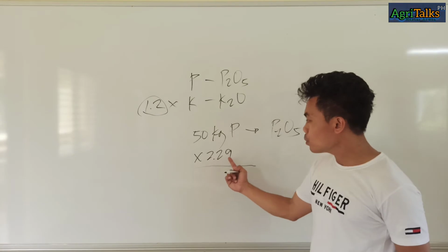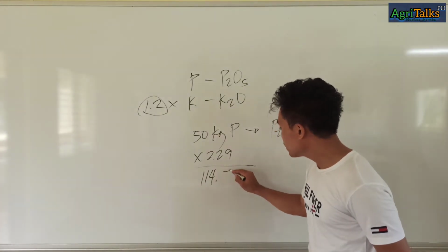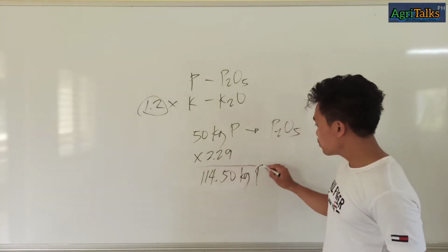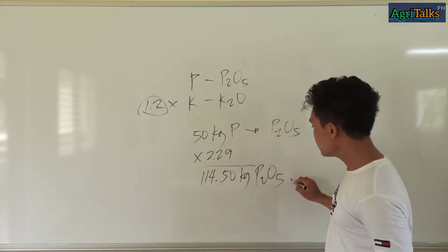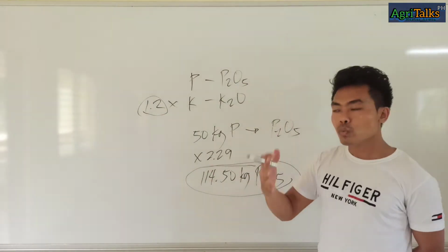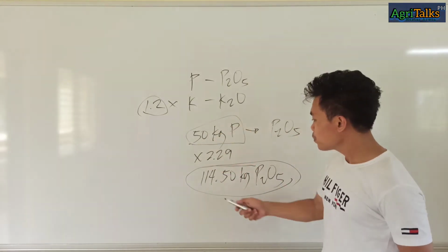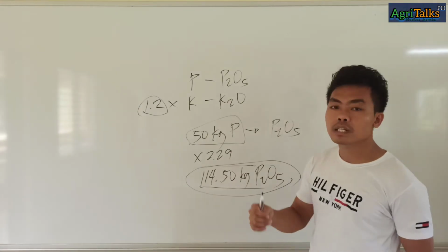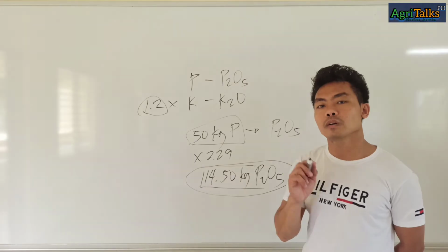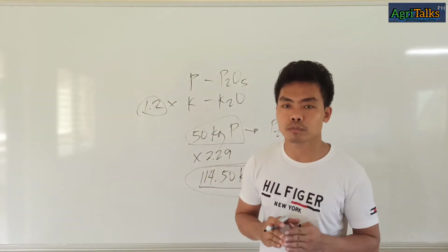50 times 2.29, that would be 114.50 kilograms P2O5. So now, this is the ionic form. When we are applying 50 kilograms of P, we are also applying 114.50 kilograms of P2O5. Okay, now we will have also an example for potassium.